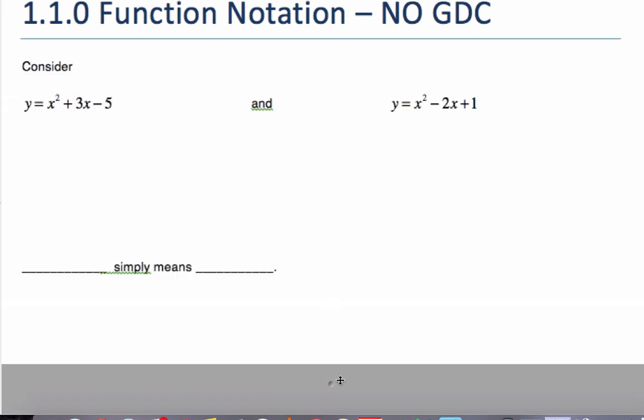And there's no calculators allowed today. We're going to talk about function notation because it is so handy, because you get to deal with things like that, what we're going to deal with here.